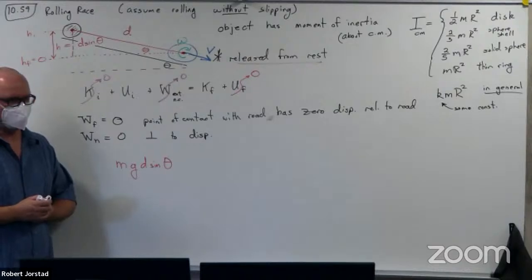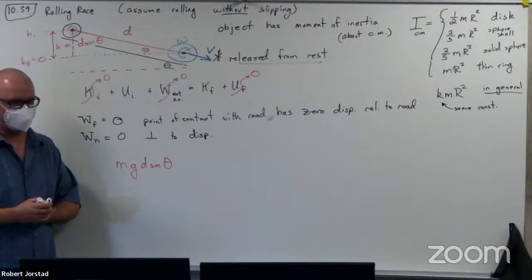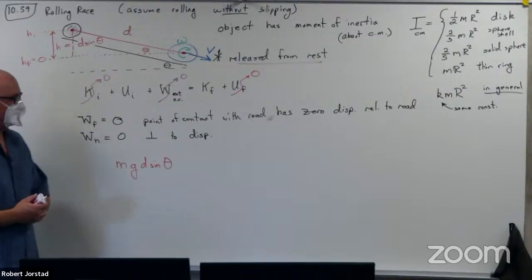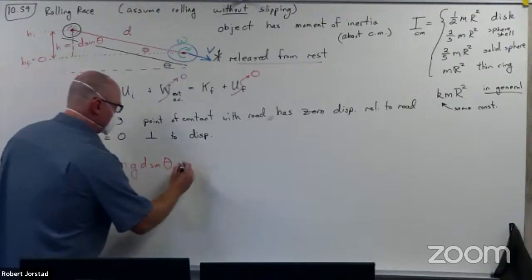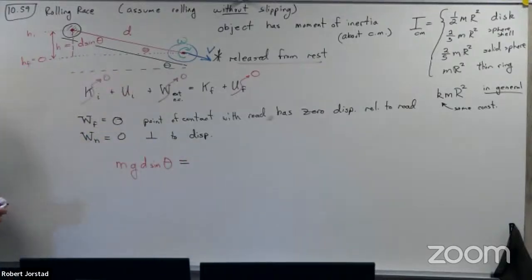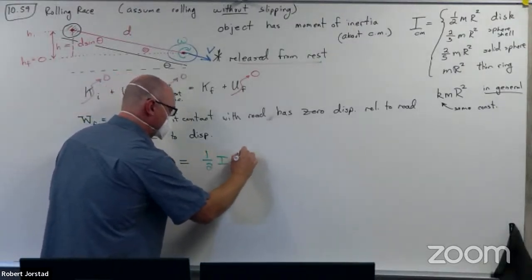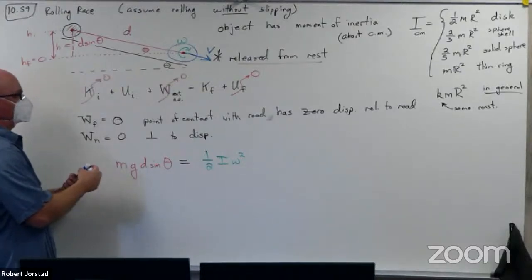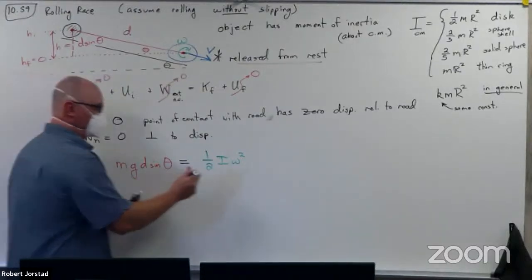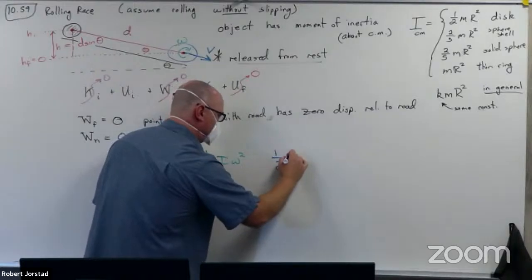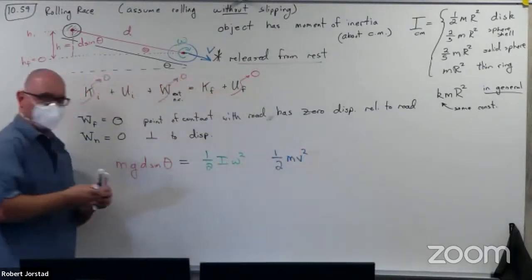Just making sure I'm not going too quickly. So the next part is the really important step. This is what's different. What is the final kinetic energy? What equation should I write down for kinetic energy here? 1/2 I omega squared plus 1/2 mv squared. Exactly, because it's got both terms. So we don't write only 1/2 mv squared, and we don't write only 1/2 I omega squared. We write both, because it's rolling, and that's the main difference here.